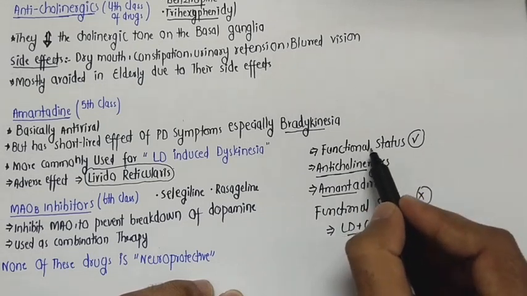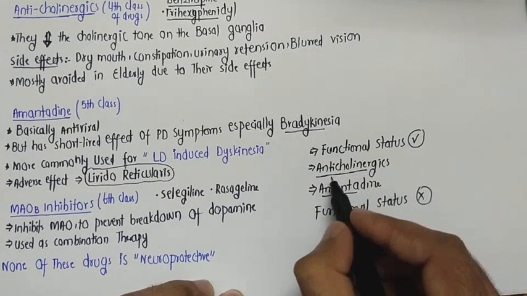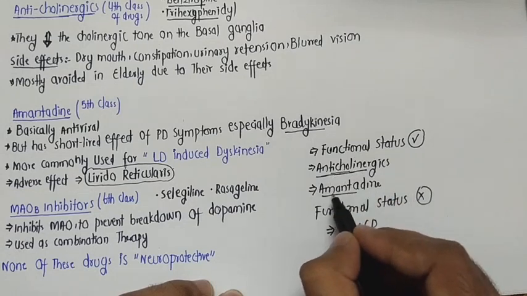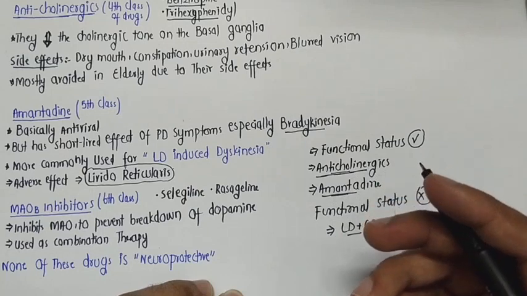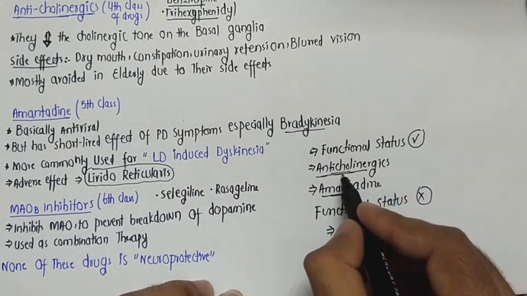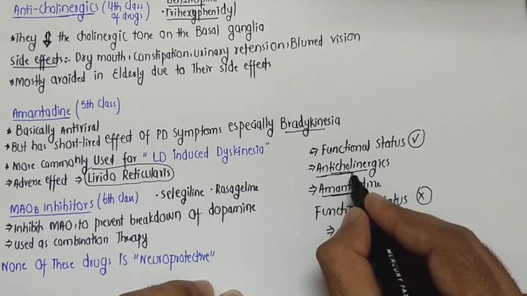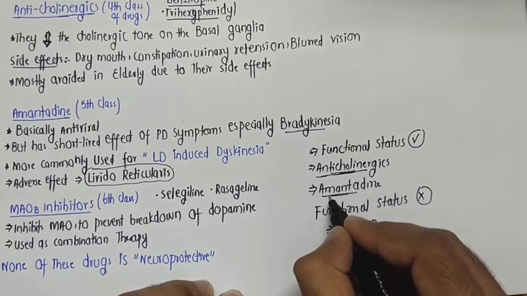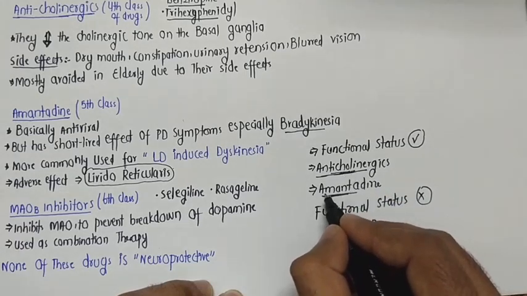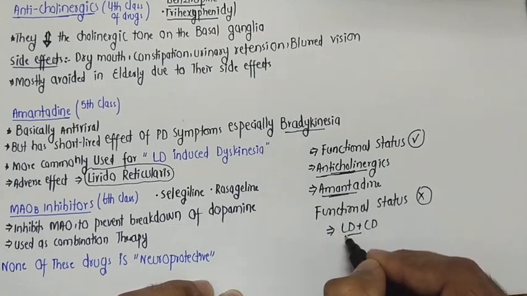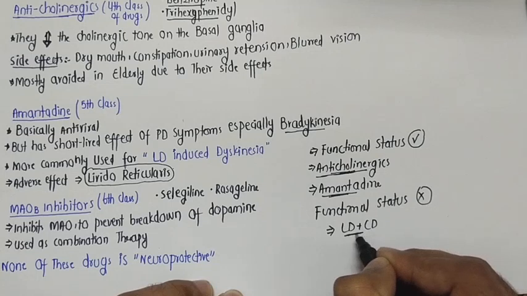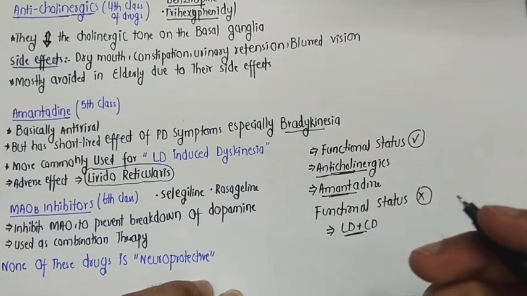So if the functional status is intact, you will use either anticholinergics or amantadine depending on the age of the patient and the tolerance toward the side effects of anticholinergics. If the patient is young enough, you can use anticholinergics. If the patient is older, you can go with amantadine. If the functional status is compromised, you will go with the levodopa carbidopa combination.